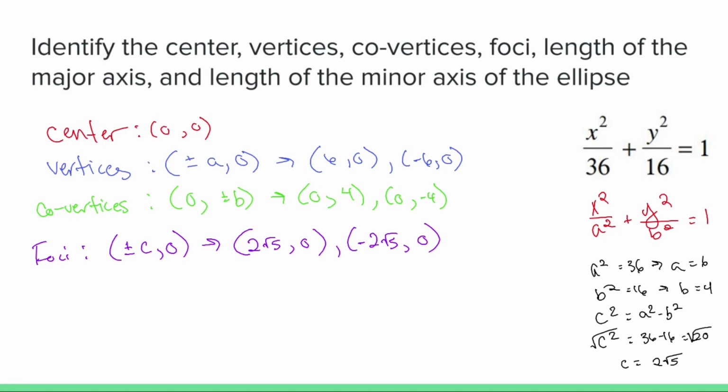The length of your major axis is going to be 2 times a, which is going to be, what did we say was 6? So 2 times 6, which is 12. That's the length of your major axis. And the length of your minor axis is going to be 2 times b, which is 2 times 4, which is 8.